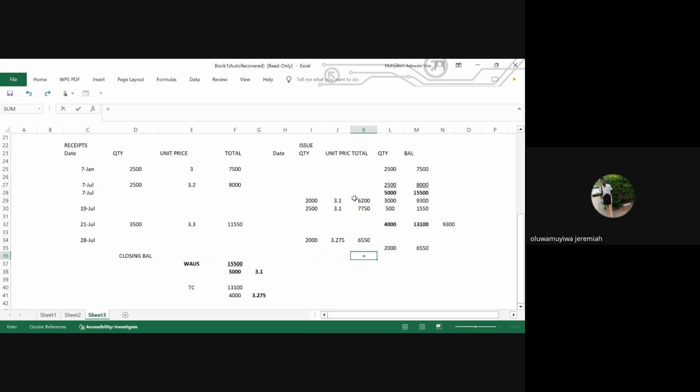Okay. Sure. All right. So I just wanted to understand the 6550, how we came about it. I guess I skipped that part, like my eyes was not on that part. The closing balance, I mean. The closing balance. All right. You know what we did here? This is the closing balance before we decide to issue out another 2,000.